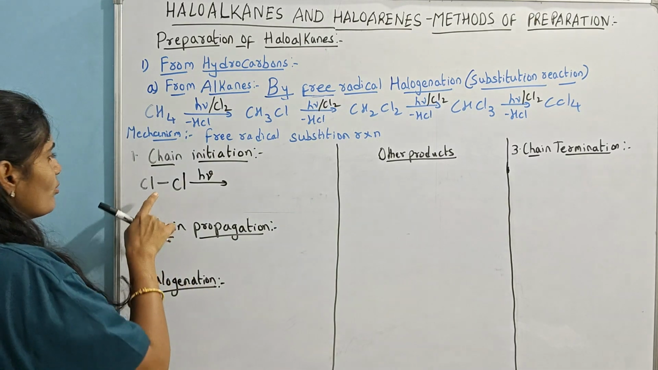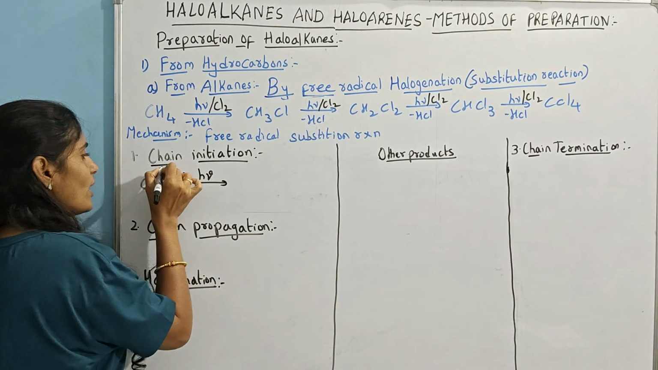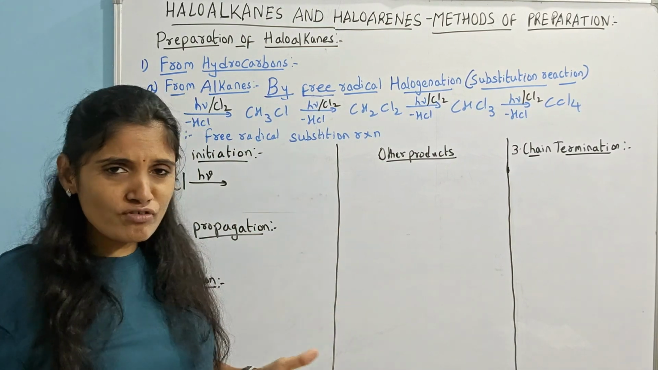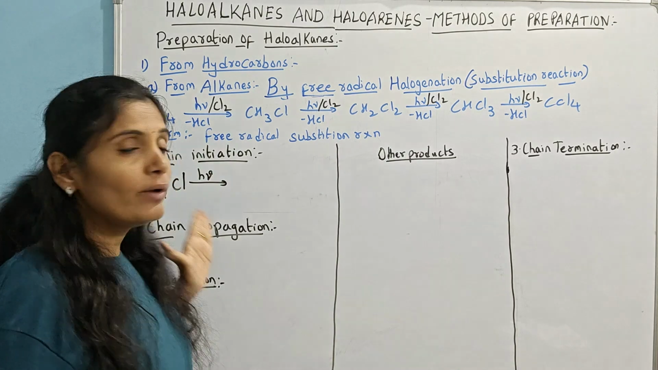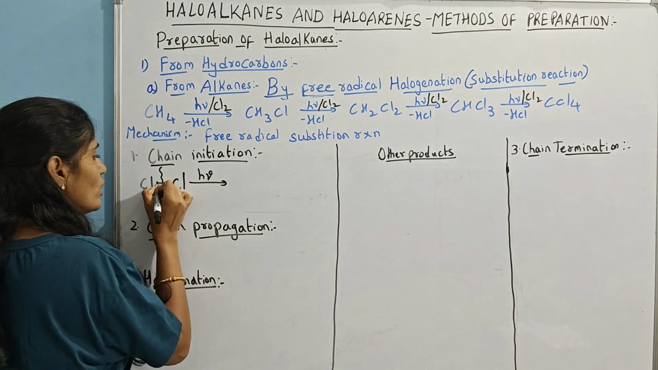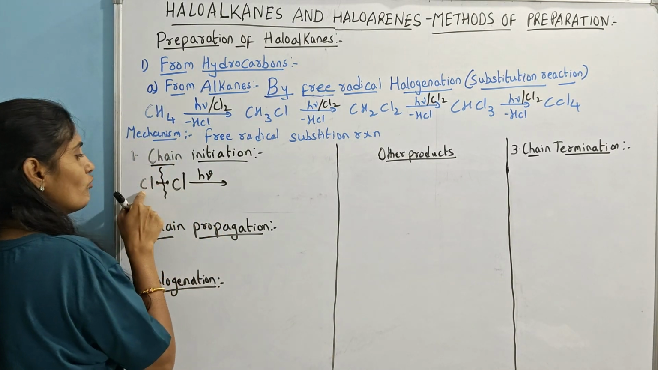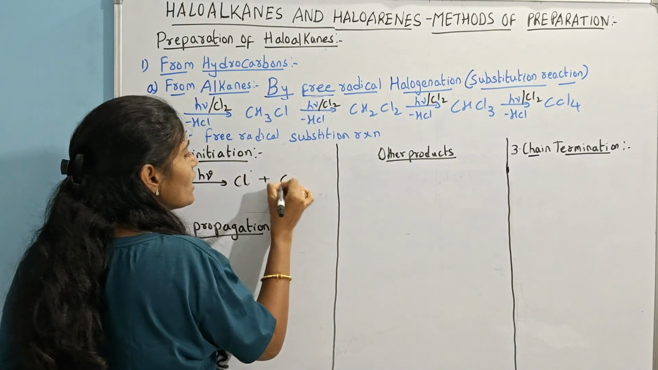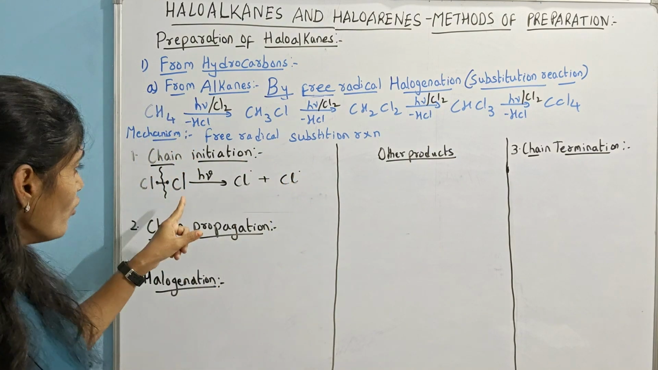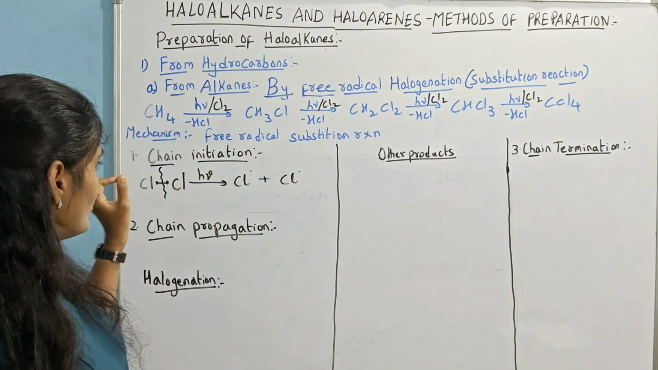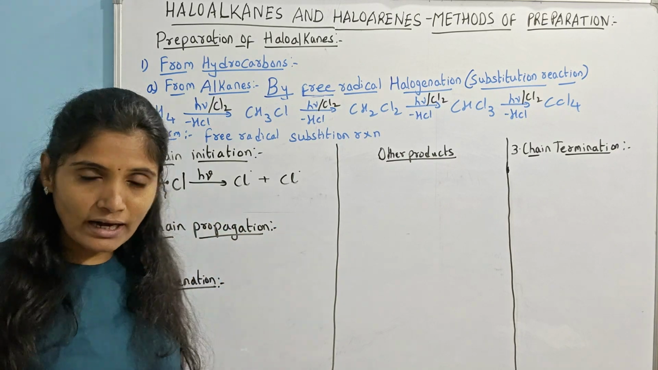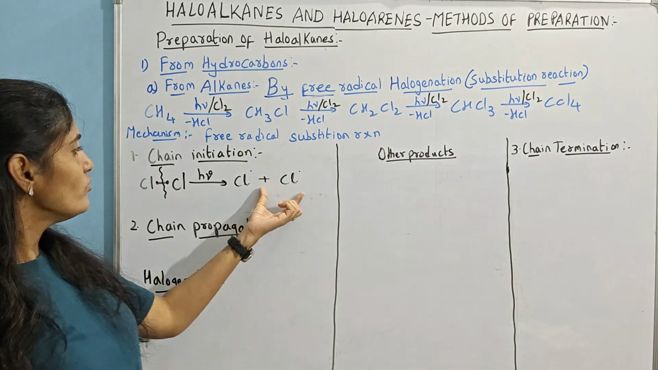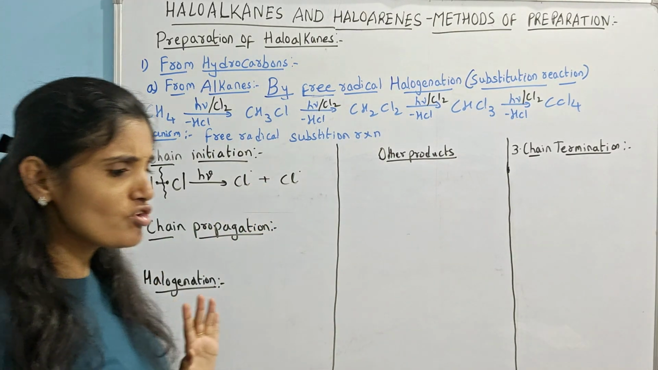When it breaks in a homolytic fashion, what will happen? The bond breaks symmetrically. Homolytic fission will give you the symmetrical breaking of the bond. So 2 electrons are involved in this bond. One electron will go to this chlorine and one electron will go to this chlorine, giving us what? 2 free radicals of chlorine. This is how my reaction gets initiated, where Cl2 breaks down in the presence of sunlight, giving Cl dot, which are my chlorine free radicals. Now this will initiate the process.